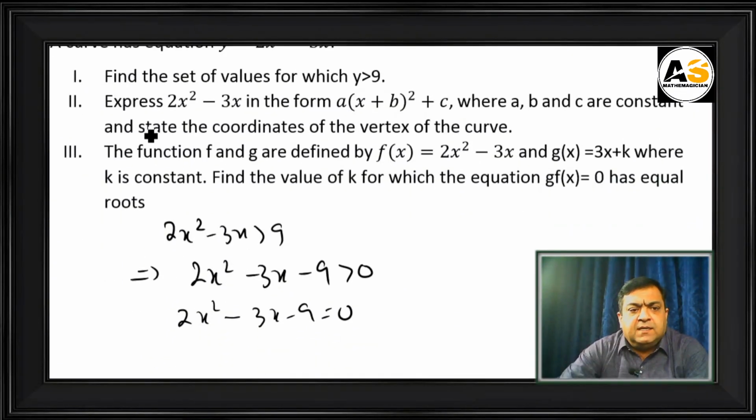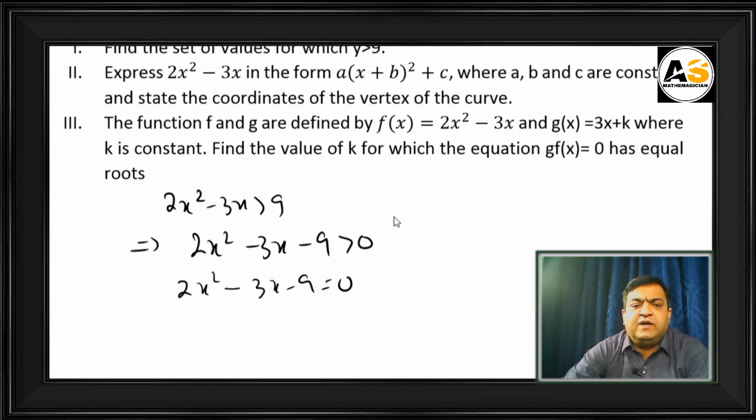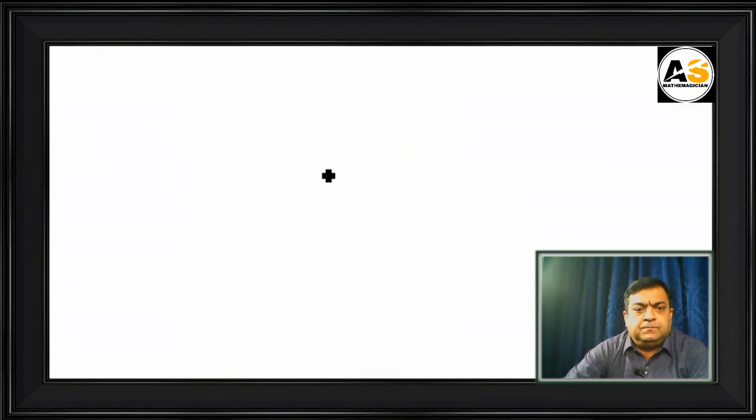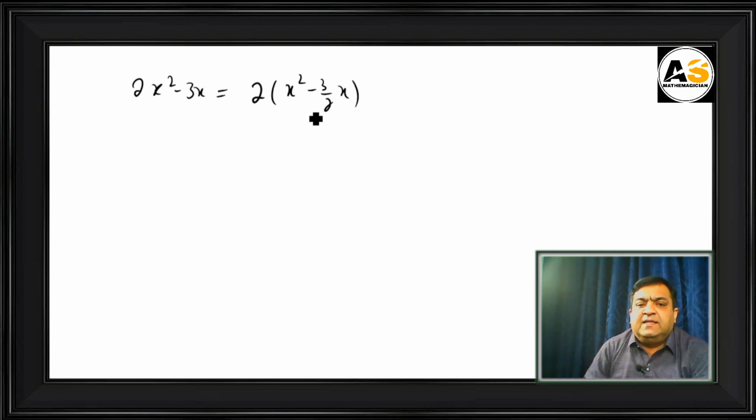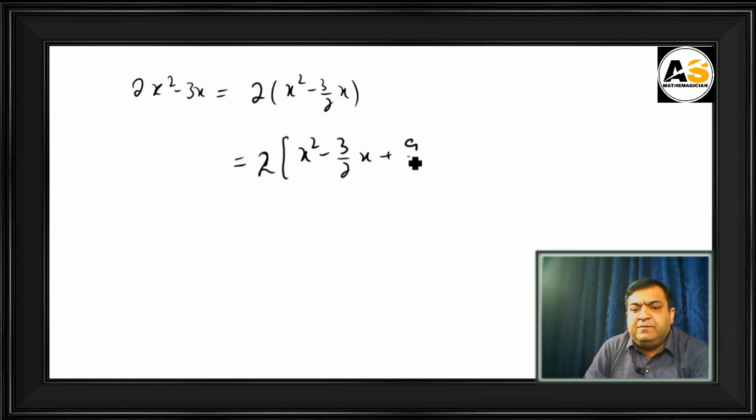Second part was, express this in the form a(x + b)² + c, where a, b, c are constants, and state the coordinates of the vertex of this curve. 2x² − 3x. First of all, we have to take out 2: x² − 3/2 x. Then we have to add and subtract the square of half of this. Half of −3/2 is −3/4. So I will add the square of −3/4, which is 9/16, and I will also subtract the same.